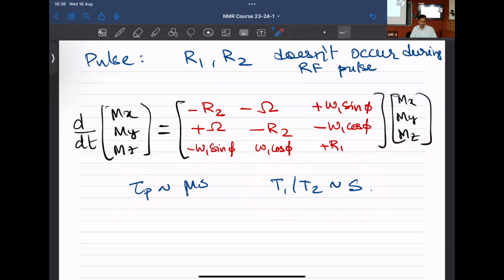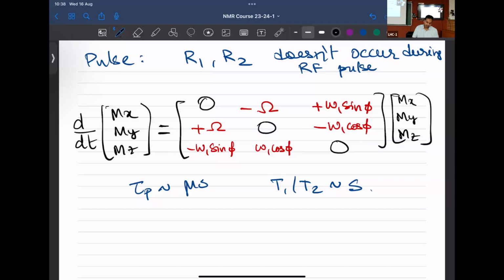Is that okay? So immediately what ends up happening? The diagonal goes to 0. We try to say when we apply the pulse, longitudinal or transverse relaxation does not have an effect. While you're applying the pulse, you're taking it away from equilibrium. If you're taking it away from equilibrium, the relaxation process should kick in.